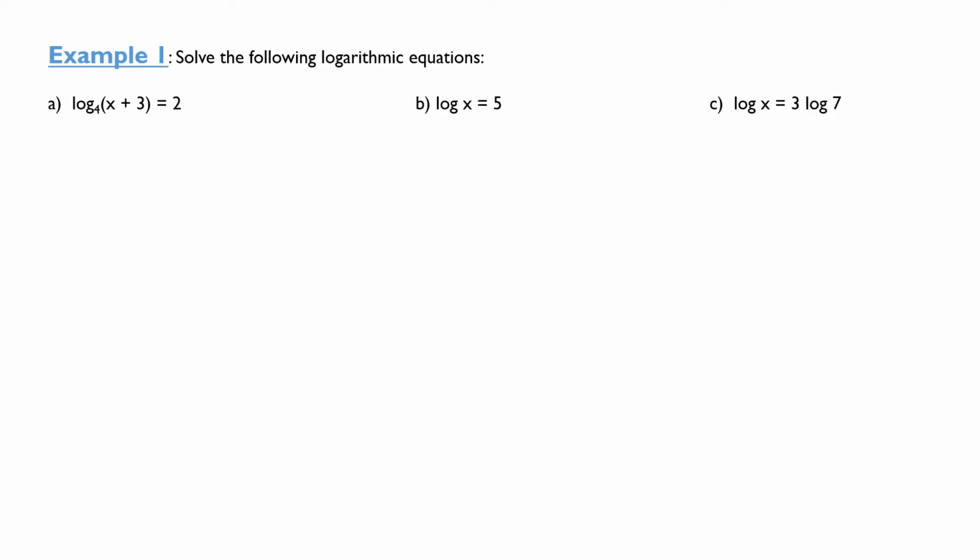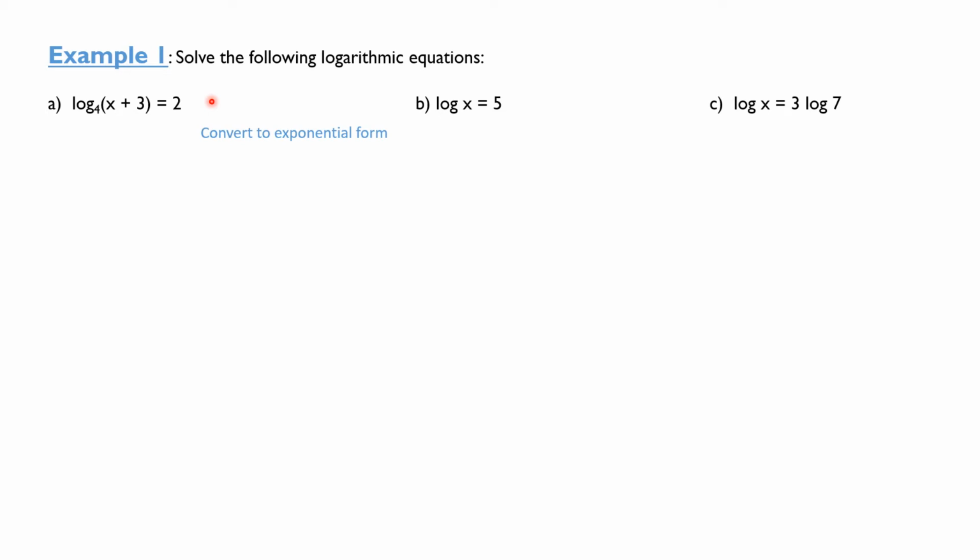Example 1, solve the following logarithmic equations. Okay, what should we do first? Take a look at A. What should we do? So we have a log on one side and a constant on the other. This one's similar, this one's 2 logs. What do we do with this one here?